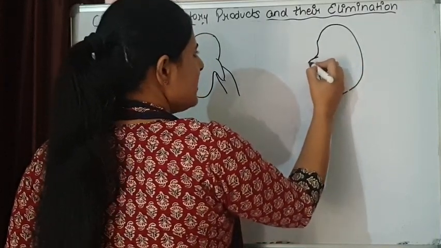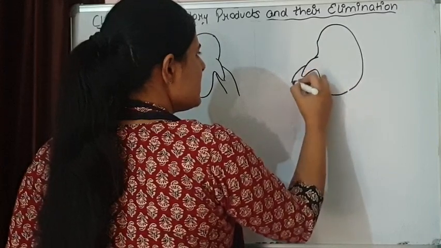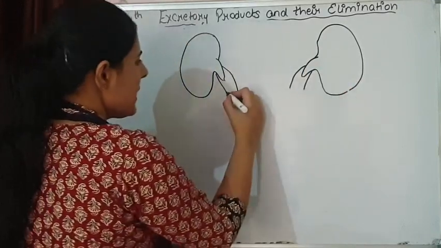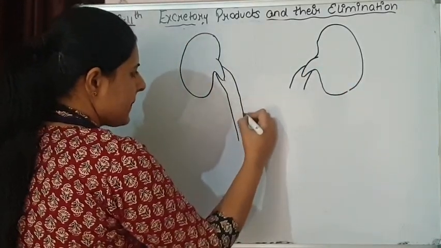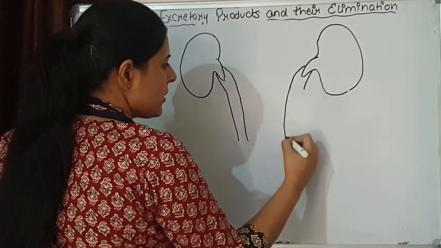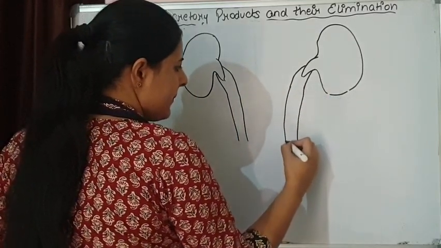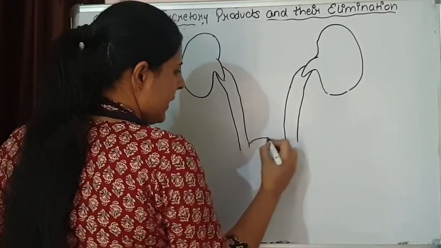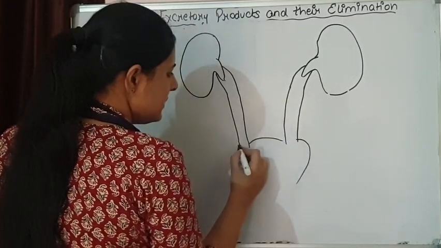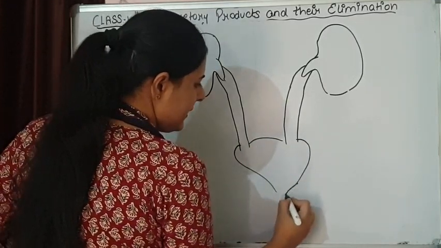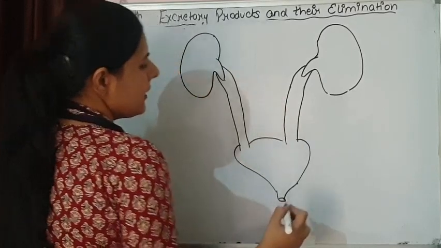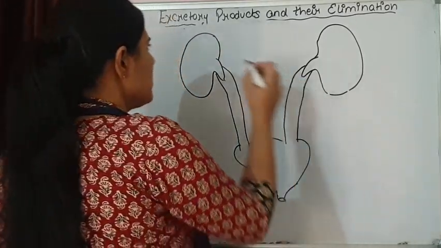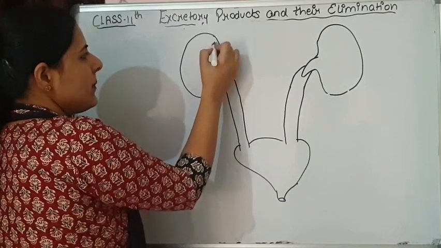From this hilum region, again a renal pelvis and ureter is coming out. It is going to combine in a bladder, and from the urethra it will be removed out. Here the cortex will be present.